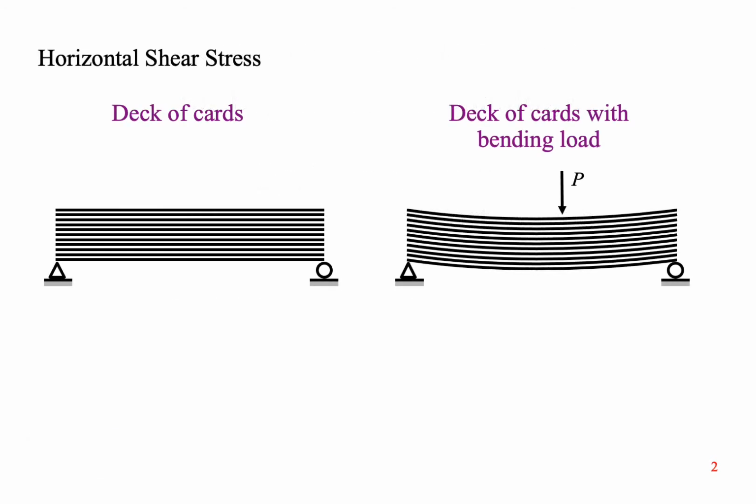If you take a deck of playing cards or index cards and bend it in your hands, you will notice that the cards slide against each other. That's a response to a shear load. If the cards were glued together and were not able to slide, then a shear stress would develop.